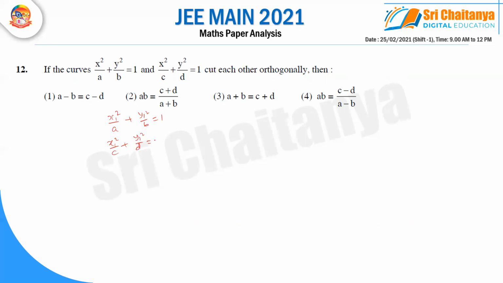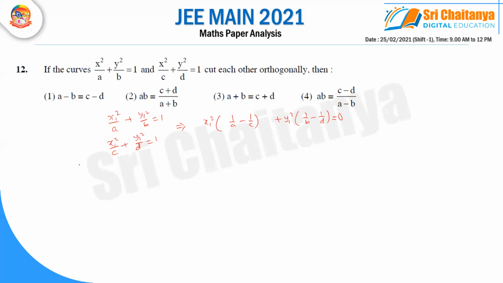I just substituted. When I subtract, I will be getting x1 square into 1 by a minus 1 by c plus y1 square into 1 by b minus 1 by d equal to 0. So from here, I will be getting the value of x1 square by y1 square. Now keeping them aside, I'm just doing normal calculation.